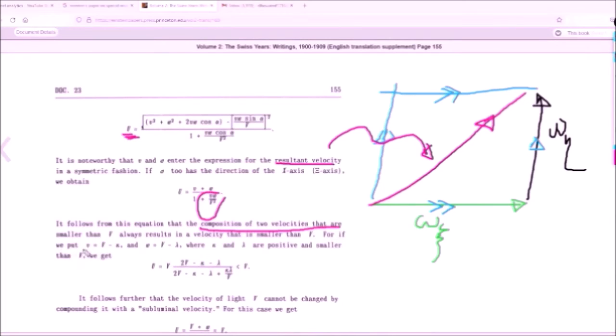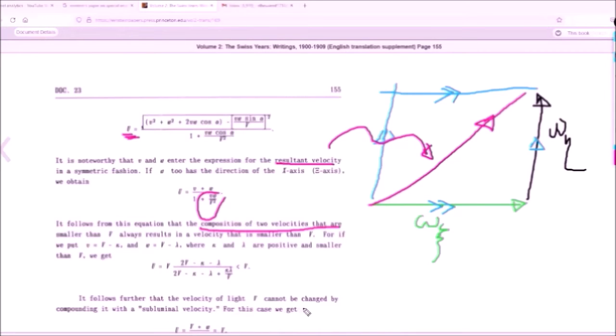For if we put v equal capital V minus k and w equal capital V minus lambda, where k and lambda are positive and smaller than V, we get... He is doing a lot of calculation that gets you nowhere. He wants us to prove that the velocity, no matter what, is going to be smaller than the speed of light. It follows further that the velocity of light V cannot be changed by compounding it with a subluminal velocity.